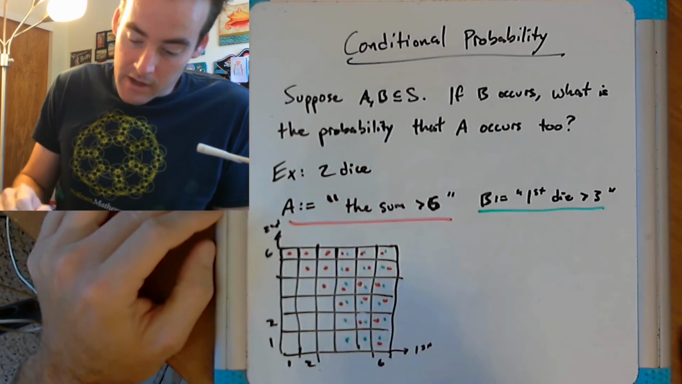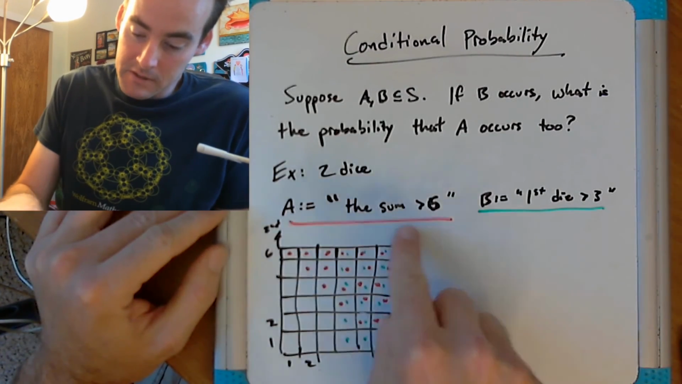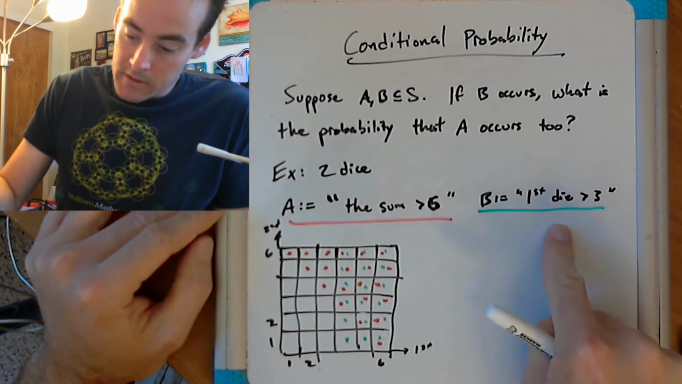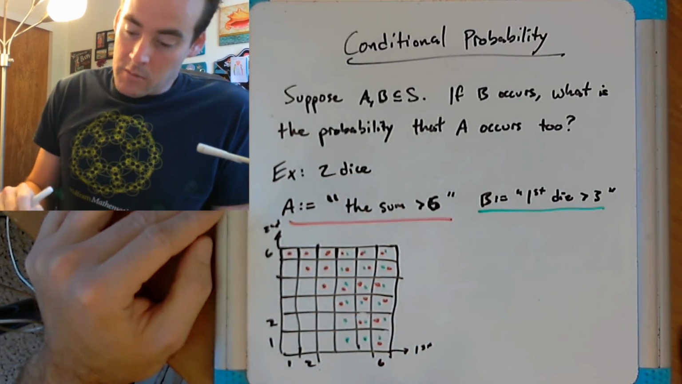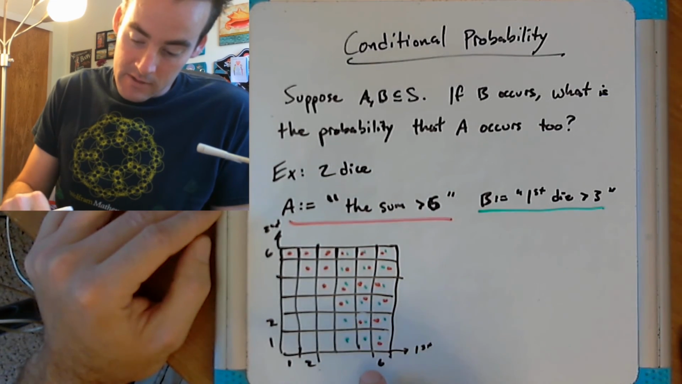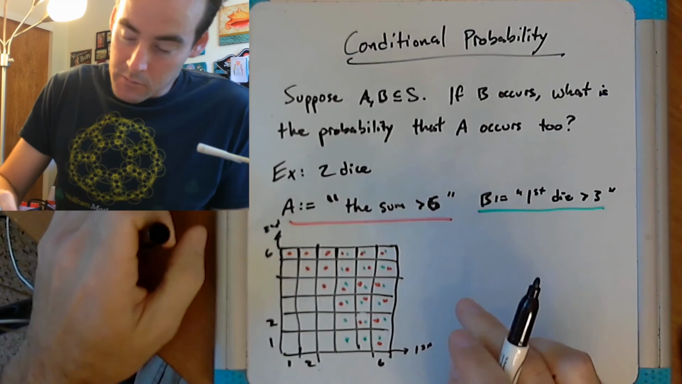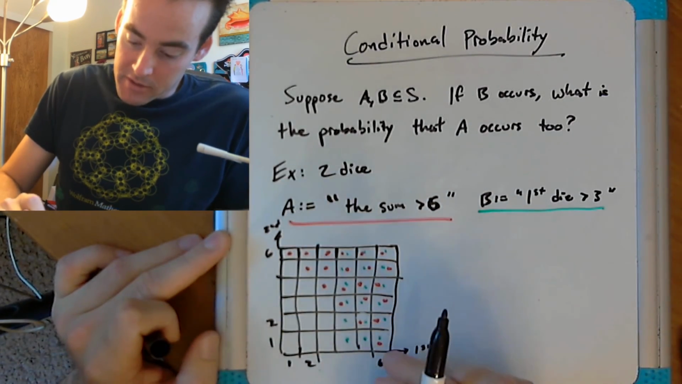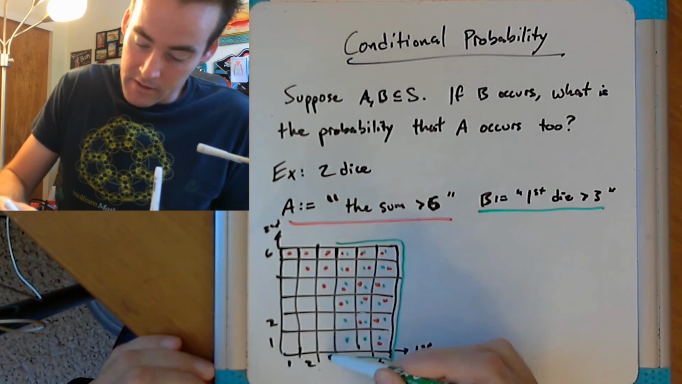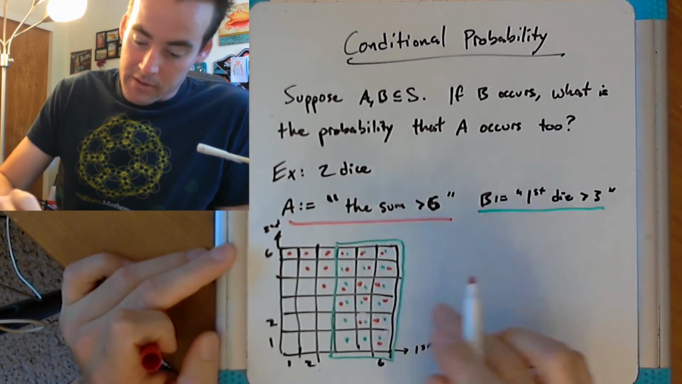So here's our sample space, and I've indicated which outcomes are members of this subset of the sample space, and which are elements of this other subset. Suppose we wanted to ask, what is the probability that the sum is greater than 6, given that the first die is greater than 3, given that you're looking at the greens? What is the probability that you're on a red, given that you're in the greens? Let me just draw this here. We're restricting our attention to this square, and we're trying to figure out the probability that we are on a red.